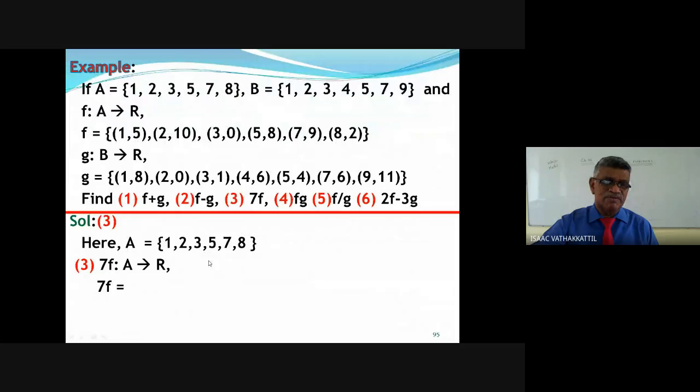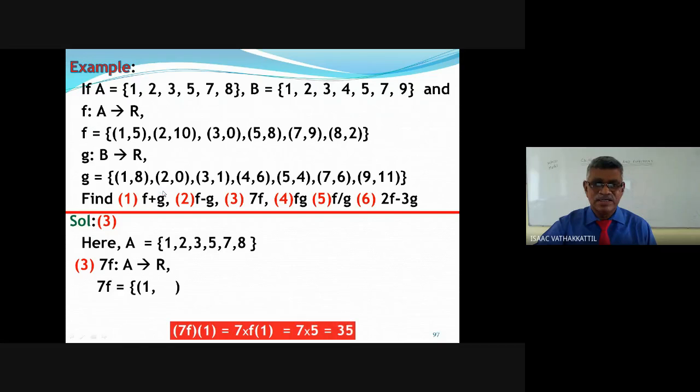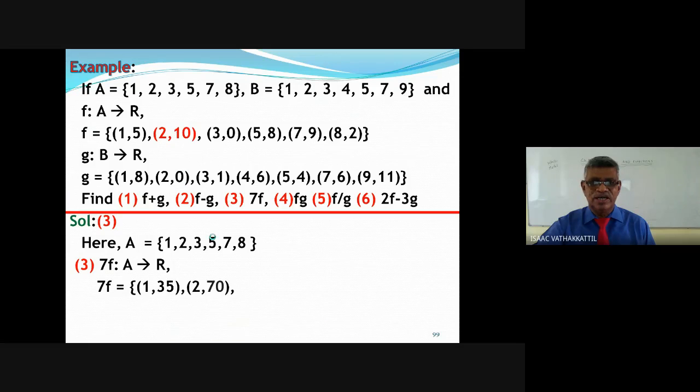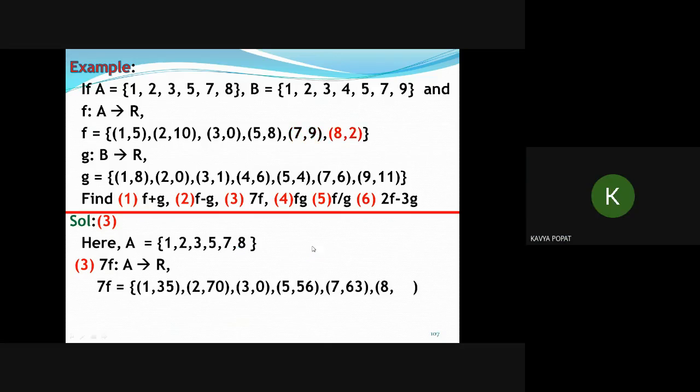What is 7f? 7f domain is the same, A itself. F of 1 is 5. So 7f of 1 is 7 into 5, 35. Next is 2. F of 2 is 10. 70. Next is 3. 0. Next is 5. Very good. You are getting it. 7 8s are 56. Next is 7. 63. And one more, 8 is there because its domain is 14.